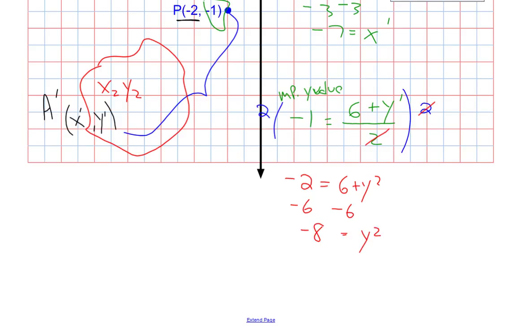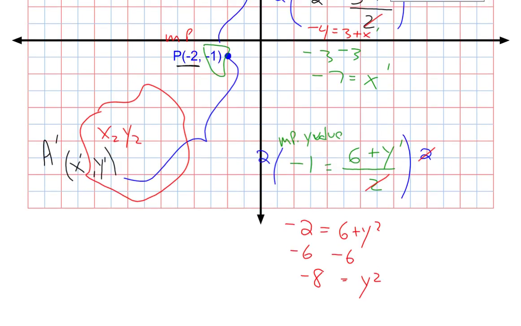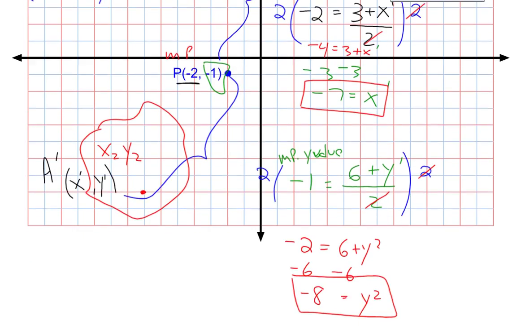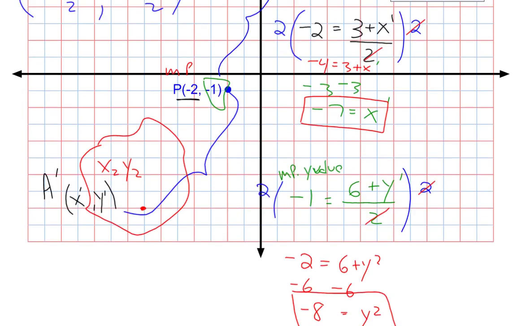So I expect A prime to be (-7, -8). So negative 7, and then negative 8, which is right over here, which is exactly in the neighborhood of where I expected it to be. So A prime's x and y value is going to be (-7, -8).